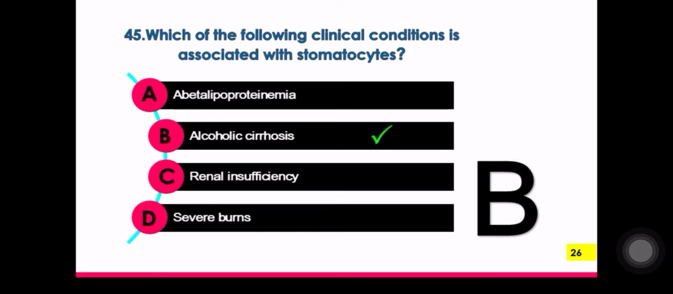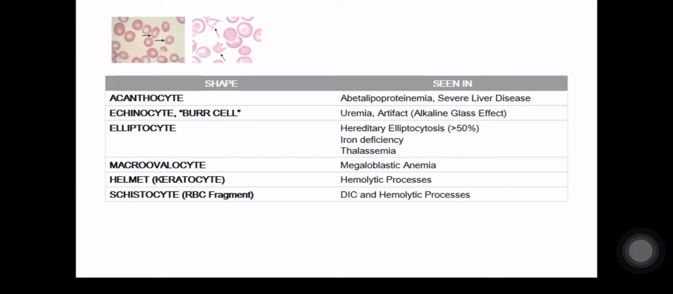For number 45, just a recap of the poikilocytes. Acanthocytes can be seen in abetalipoproteinemia or severe liver disease. Echinocytes or Burr cells can be seen in uremia, even pyruvate kinase deficiency, or may exist as an artifact due to the alkaline glass effect. Elliptocytes can be seen in hereditary elliptocytosis, iron deficiency, and thalassemia. Macroovalocytes can be seen in megaloblastic anemia.